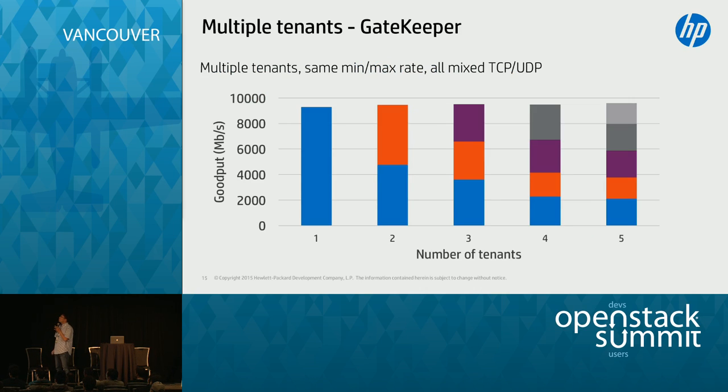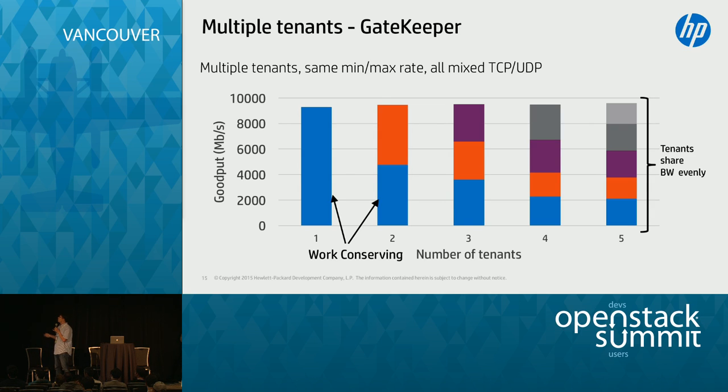Okay. I'm going to show more examples with multiple tenants. We are setting the same minimum and maximum rate for all the tenants, up to 5 tenants. We have mixed TCP and UDP flows in each tenant. I'm going to talk about work conservation here. We have only one traffic flow in one tenant. So even though we set a small amount of minimum bandwidth, we can get more throughput if there are no competing tenants here.